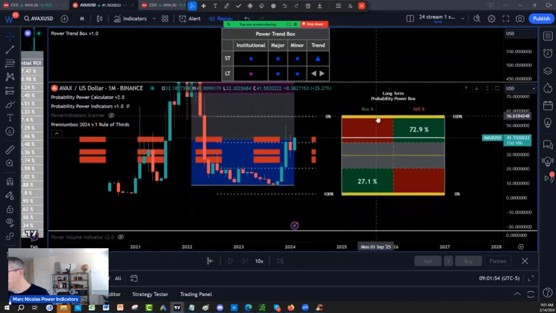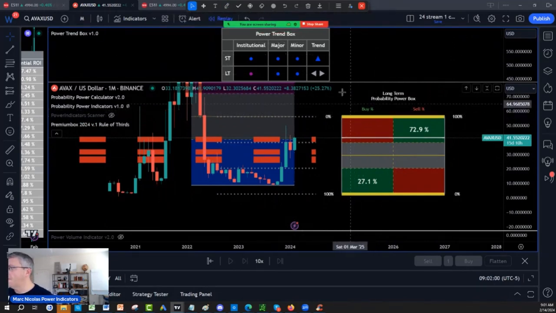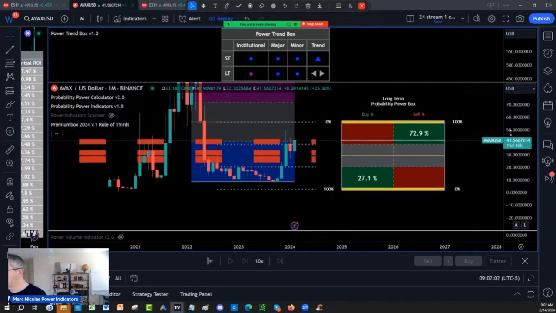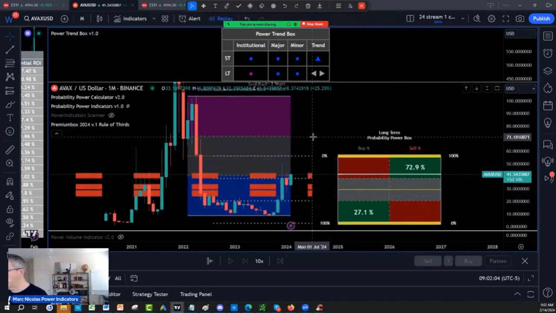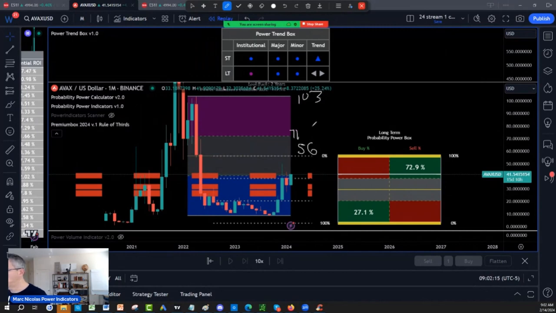We're going to make a new high on AVAX, and we're going to go to the top of the edge of the calculator, which is roughly 56. 56, and if we break 56, we go to the second point of reference, 71. So let's go here. 56 price target, 71 price target, and 103 price target on AVAX.